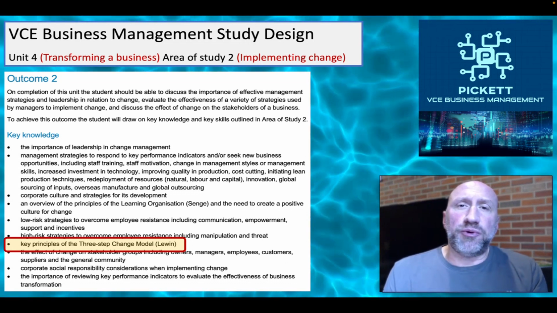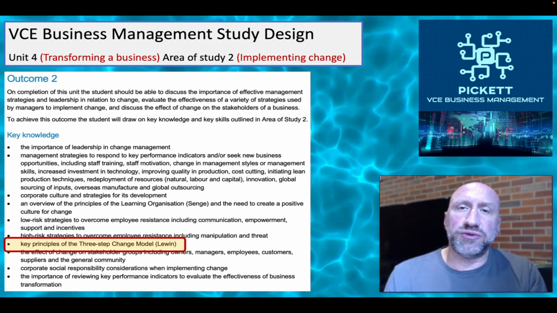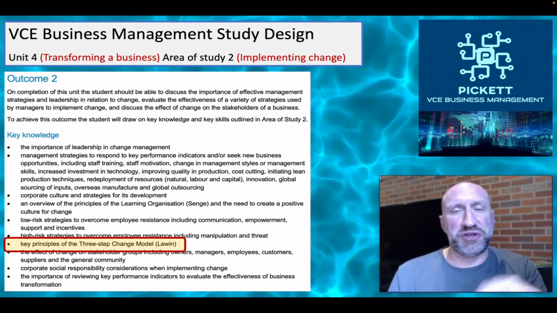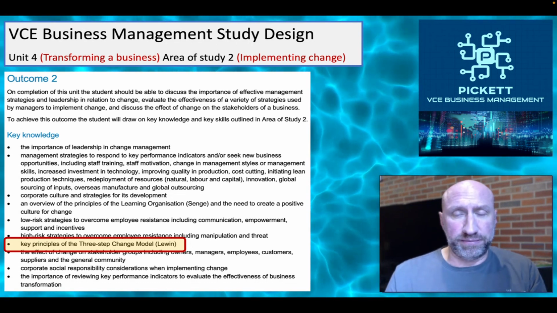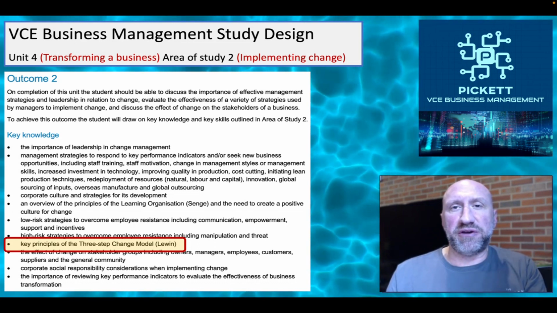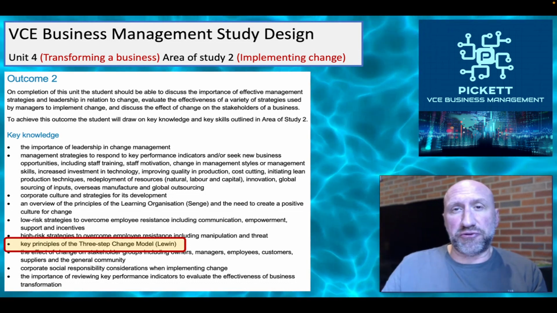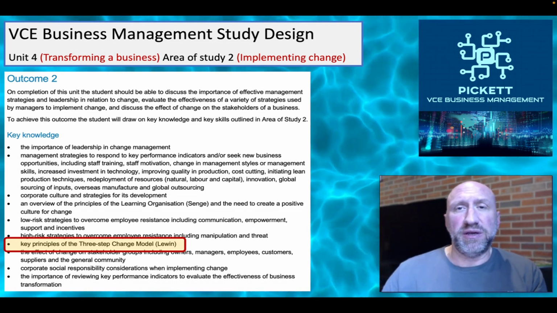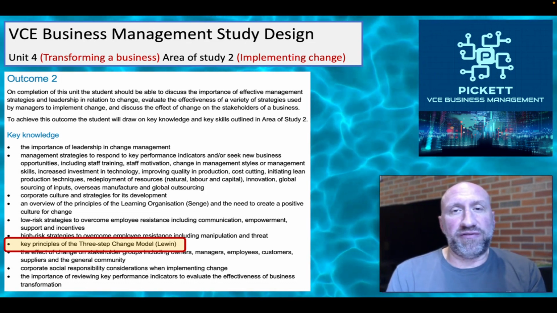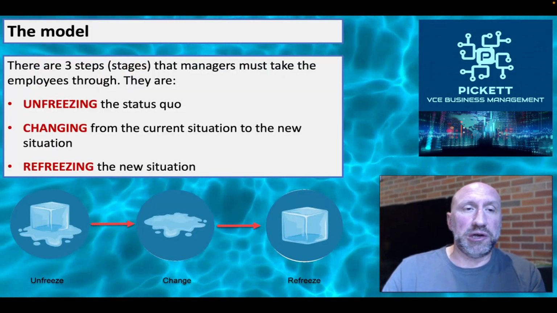I guess the other thing to point out is that you see a couple of bullet points ahead. We've already talked about the principles of the learning organization. So this is the second of the two theories. I said when we did that video that this outcome includes two theories that allow managers to kind of take the business through change. So sort of steps that managers can go through. So this is the second of those two theories. Okay, the three-step change model by Lewin.